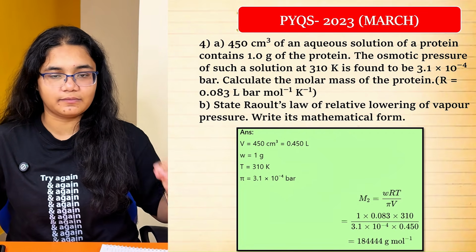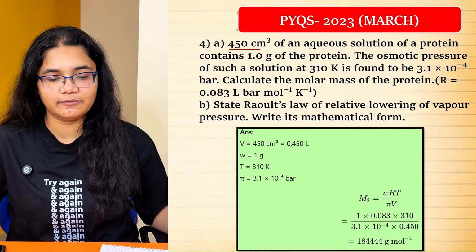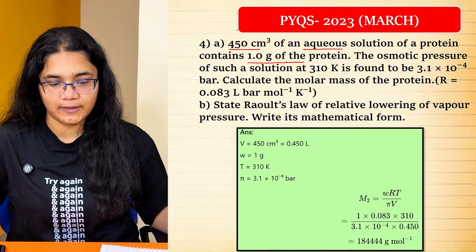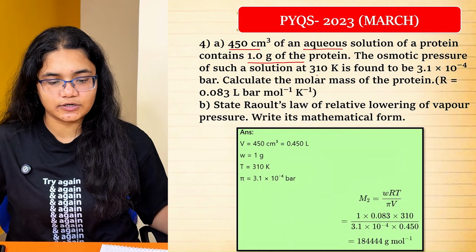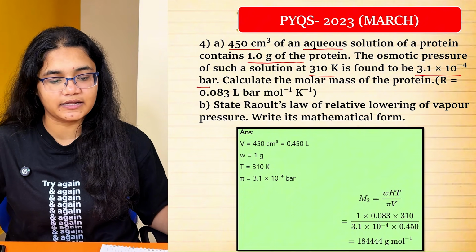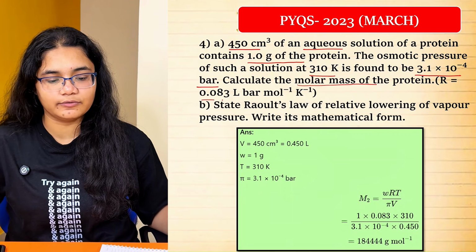So you know from this chapter definitely numerical questions will be asked. So let us see, 450 centimeter cube of an aqueous solution of protein contains 1 gram of protein. The osmotic pressure of such a solution at 310 Kelvin is found to be 3.1 into 10 to the power of minus 4 bar. Then calculate the molar mass of the protein. The R value is given to you.